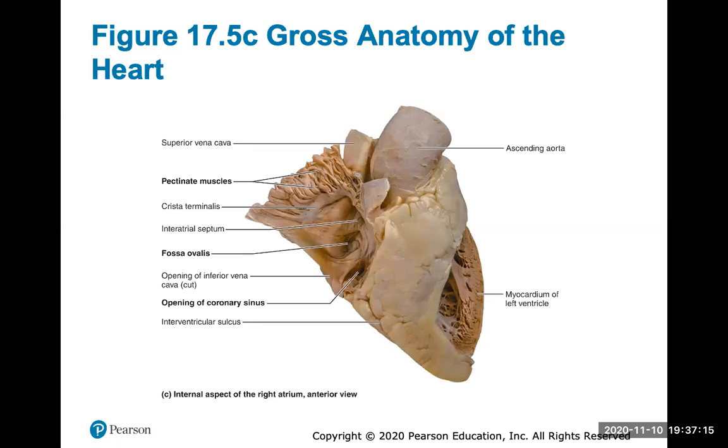Here's a look at a cadaver heart, and it's always fun to see a real life look at this heart. You can kind of see here, there's the myocardium of the left ventricle, the ascending aorta, the superior vena cava entering the right atrium. And you can see the fossa ovalis, which again is a remnant of a foramen that existed between atria during fetal development. This hole exists to shunt blood away from the lungs that aren't quite fully developed in a fetal heart.